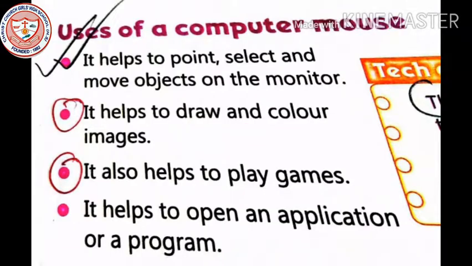Now let us see the uses of a computer mouse. Number 1, it helps to point, select and move objects on the monitor. Number 2, it helps to draw and color images. Number 3, it helps to open a particular application or program.